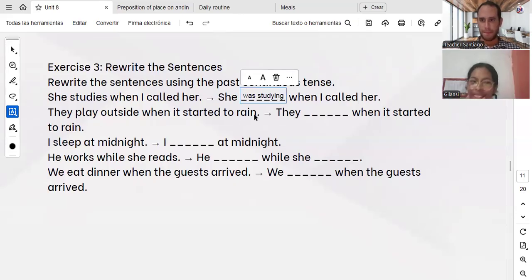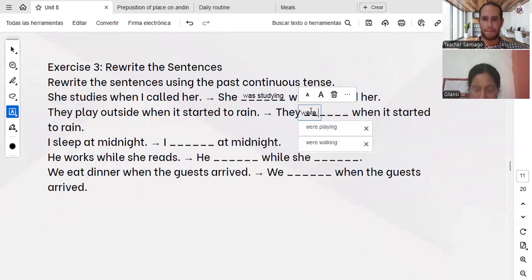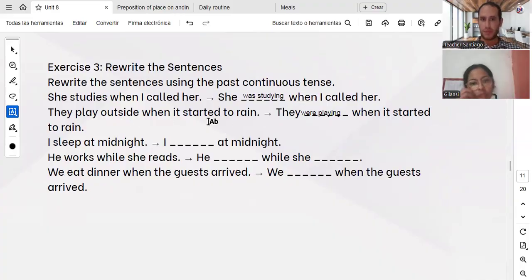They play outside when it started to rain. They were playing outside when it started to rain. Okay? Let's continue. Next one, please. I sleep at midnight. I was sleeping. Good job.